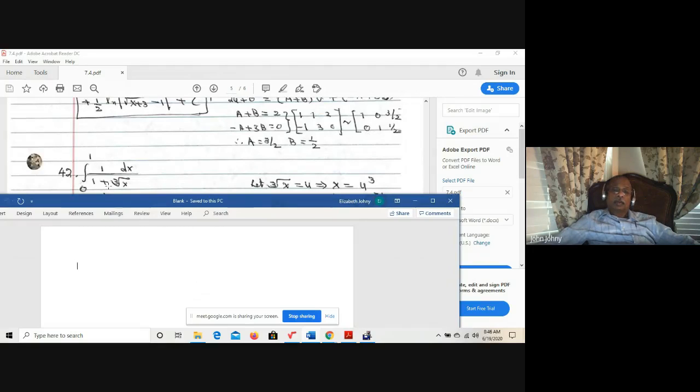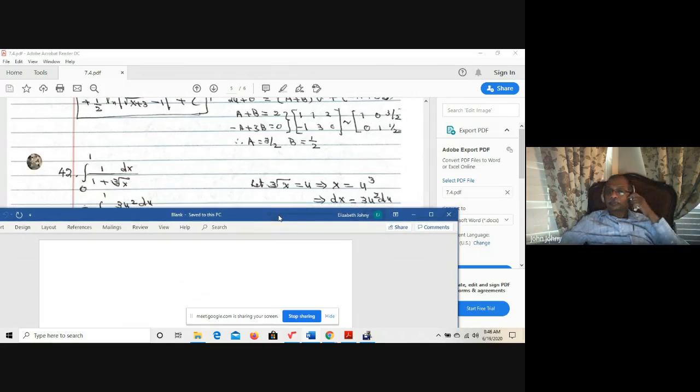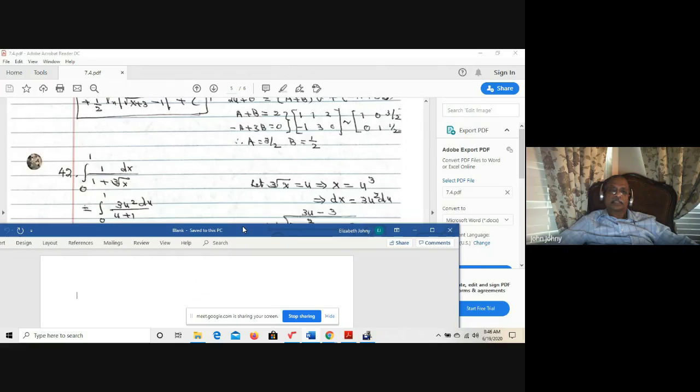One over 1 plus cube root of x. So cube root of x is u, means x is equal to u cubed. So dx is equal to 3u square du. And you replace dx with 3u square du. The denominator is u plus 1.